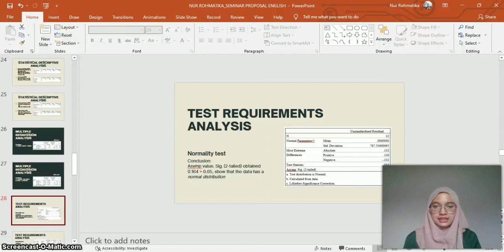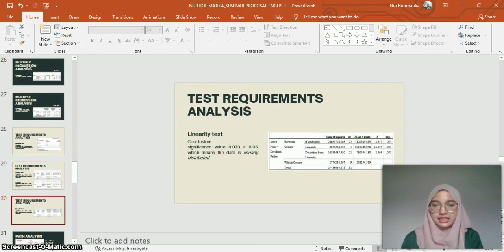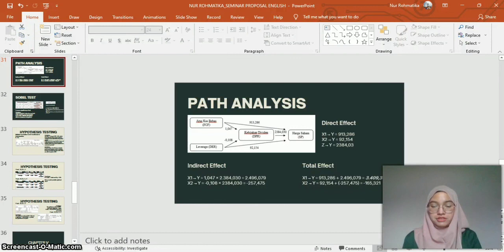Test requirements analysis, normality test. The significant value shows more than 0.05, so the data has a normal distribution. And the linearity test, the significant value for free cash flow is 0.074 and for leverage 0.501, and for dividend policy 0.073. So it means all are greater than 0.05, so the data is linearly distributed.